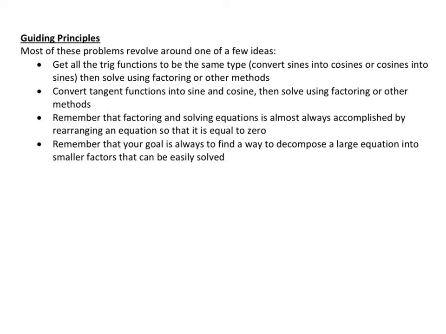Okay. So most of these problems revolve around one of these ideas. The first idea is that in general, you probably want to get all of the trig functions to be of the same type. So all of them to be sines, all of them to be cosines, all of them to be tangents. Not always. There are some ways to factor, like greatest common factor factoring, where it's okay to have multiple types. But just be aware, especially if things are quadratic, you really want everything to be of the same type.